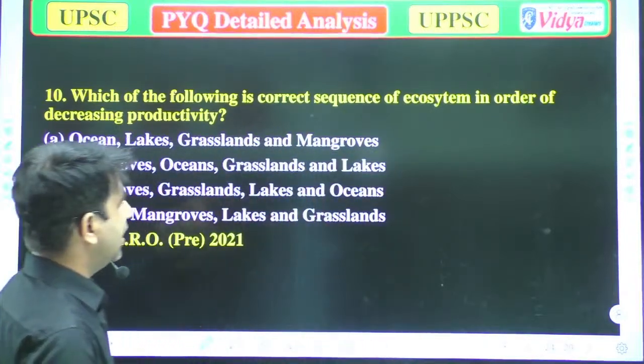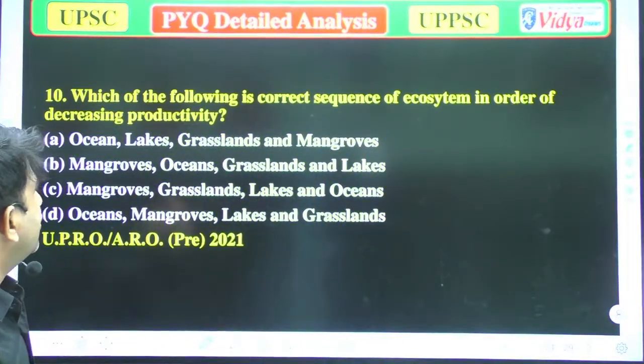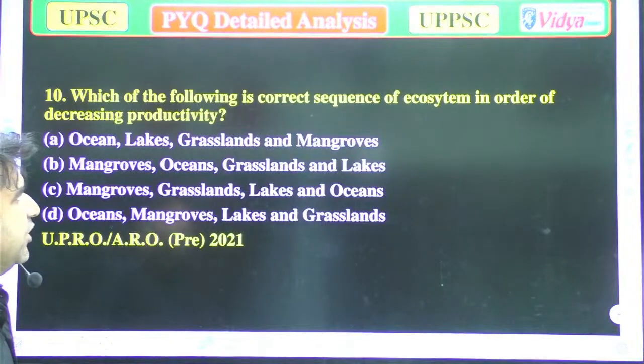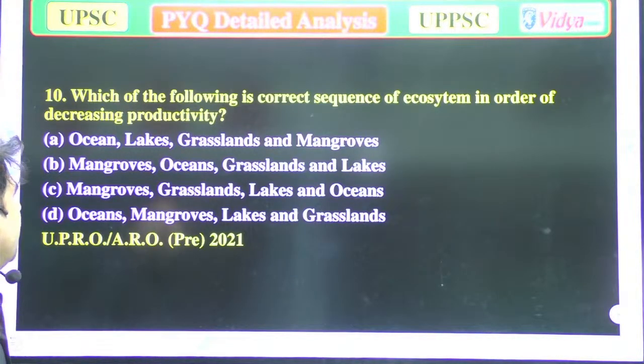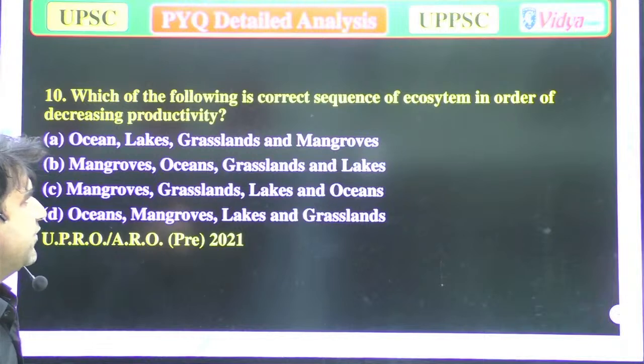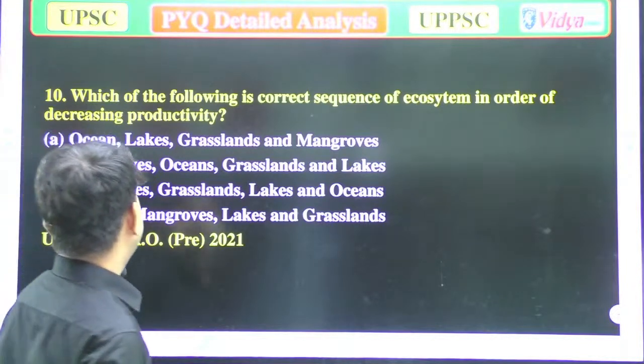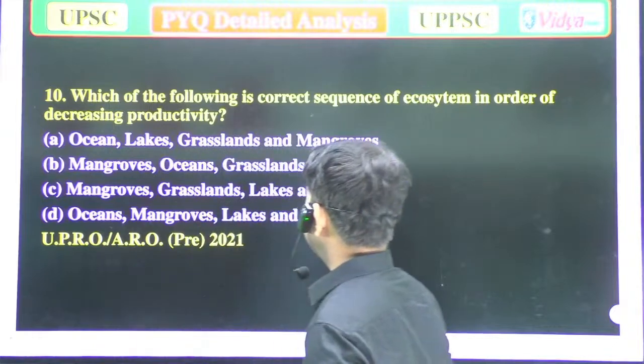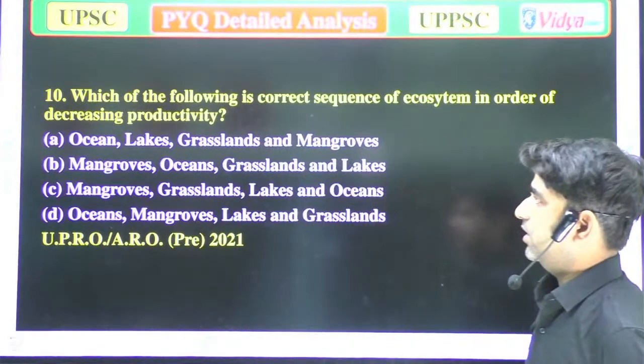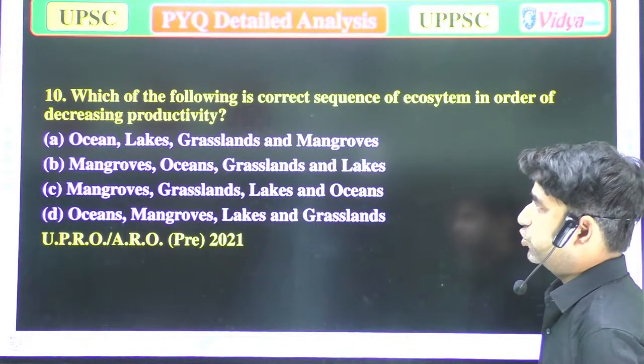Our next question is, which of the following is the correct sequence of ecosystems in order of decreasing productivity? A, ocean. B, lakes. C, grassland. D, mangroves. Try to attend these questions.